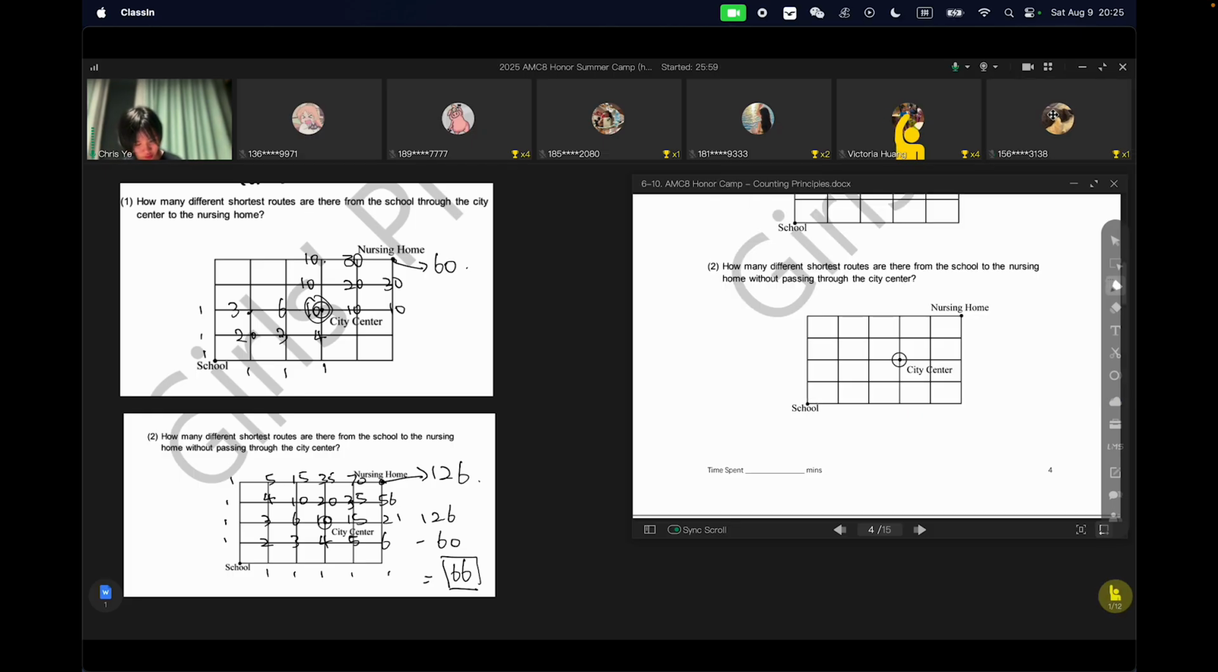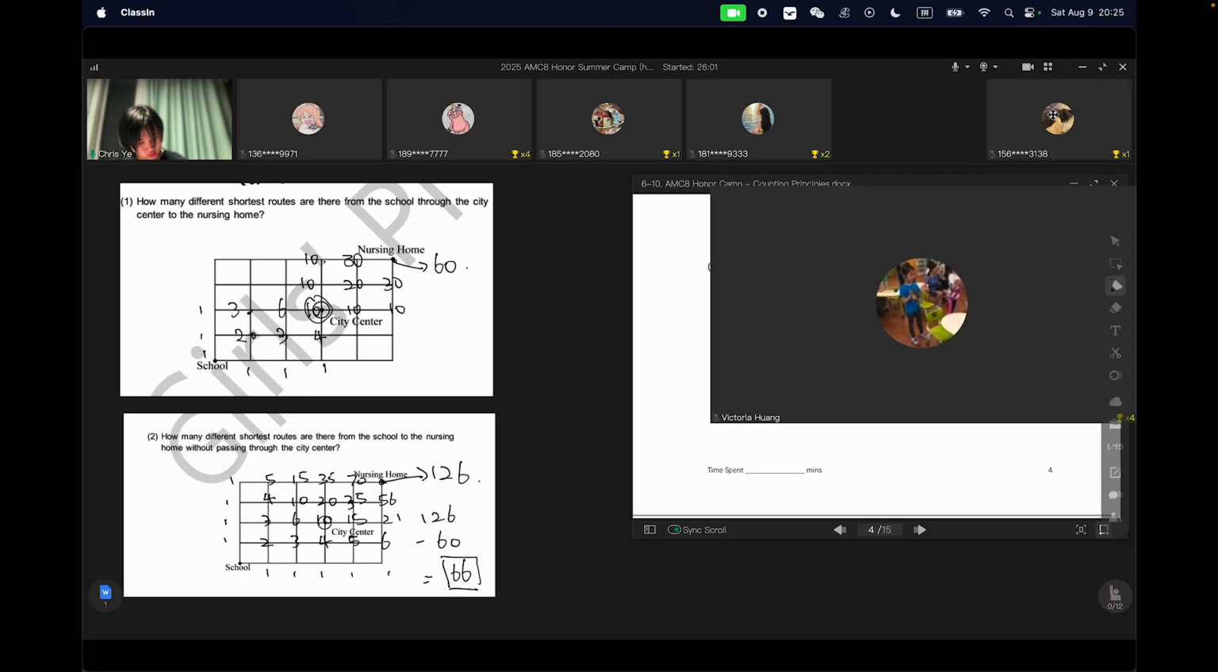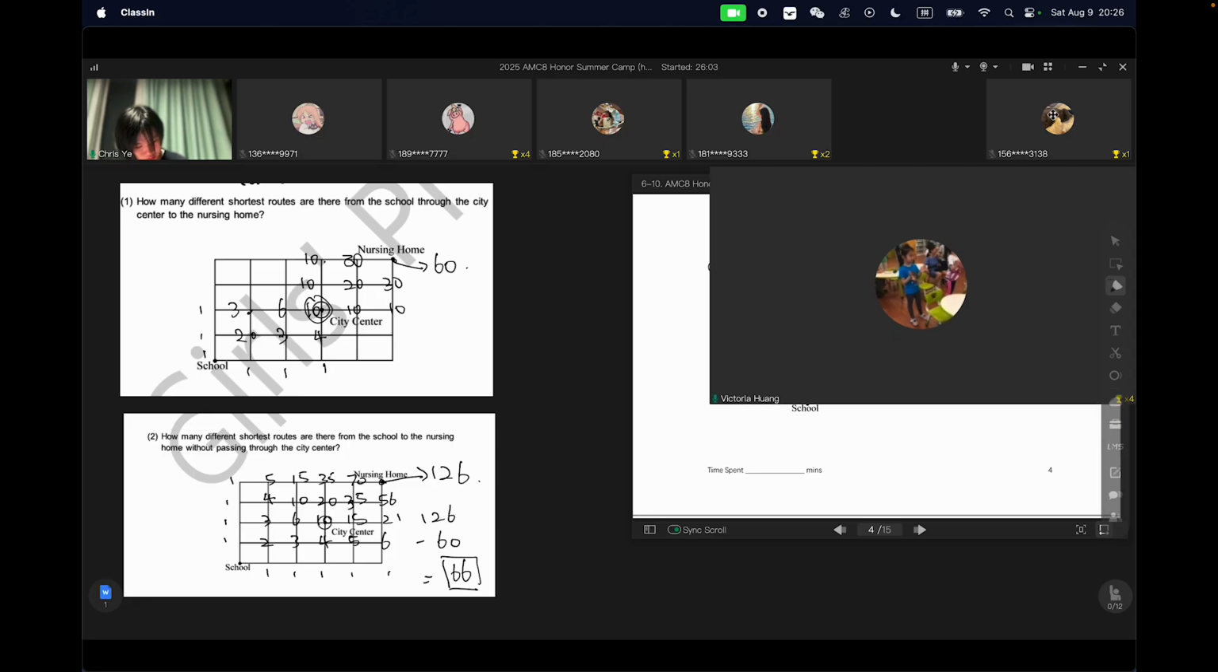Now let's move on to yes. So, we minus 60, I just want to double check, is it because there are 60 ways to go past the city center? Yeah, so there are 60 ways for him to get to the nursing home while also passing through the city center.